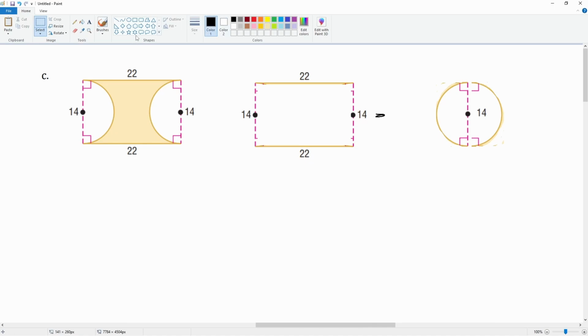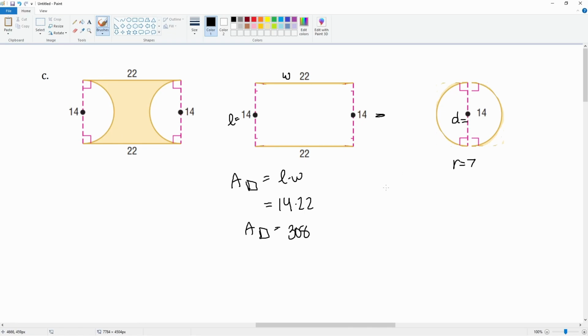So let's just label the pieces here for you. Okay, length is equal to 14, width is equal to 22. The diameter is equal to 14, so the radius is equal to 7. All right, so the area of this rectangle is defined by length times width, so it is 14 times 22. So the area of the rectangle, it is 14 times 22, which is 308.